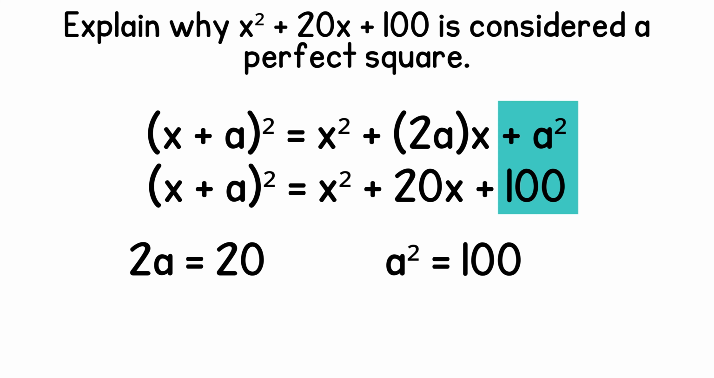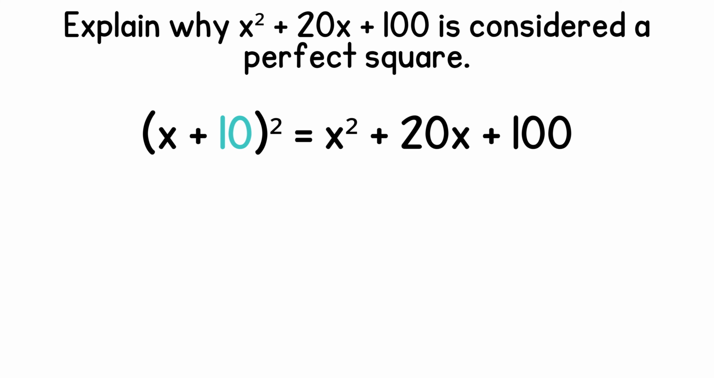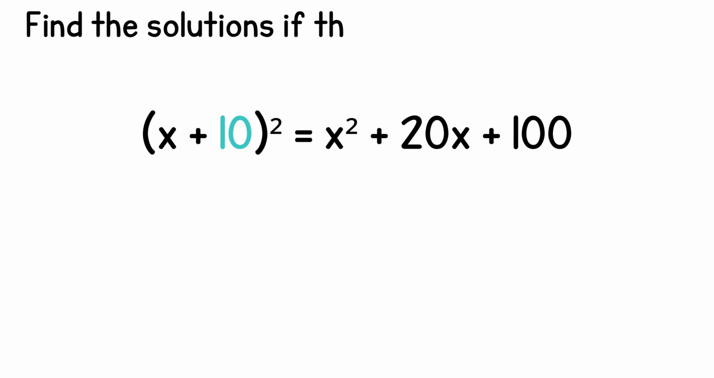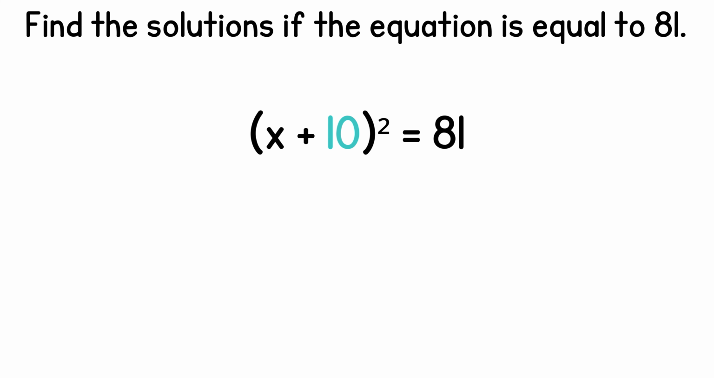We can solve for a in the first equation by dividing both sides by 2. So we get a is equal to 10. And this makes sense because if we square 10, we get the 100 we got from the constant. So now we know a must have been 10 to give us this perfect square trinomial. Let's find the solutions if the equation is equal to 81. So we'll set this equal to 81 and we'll use the square root method.